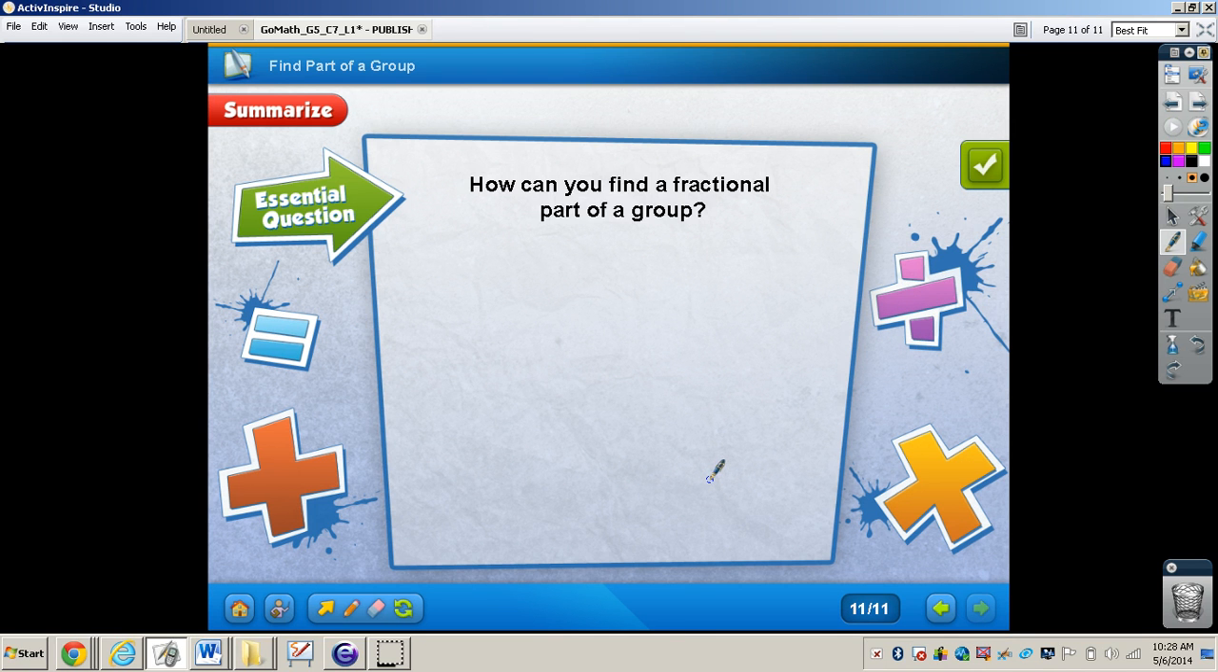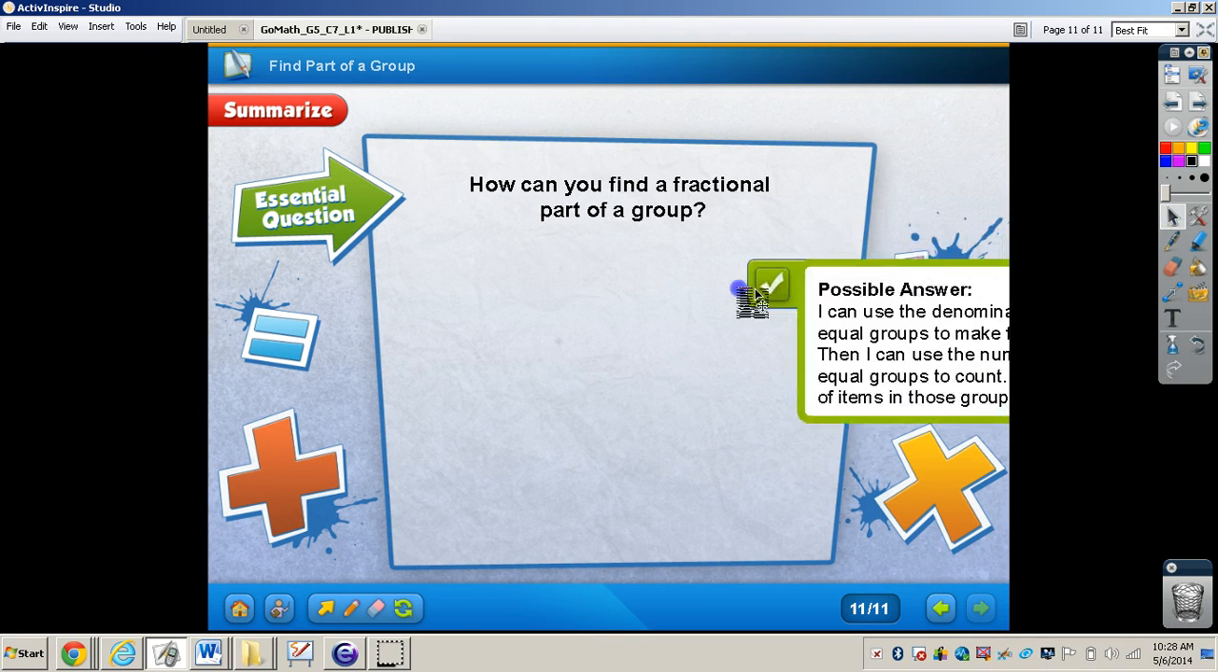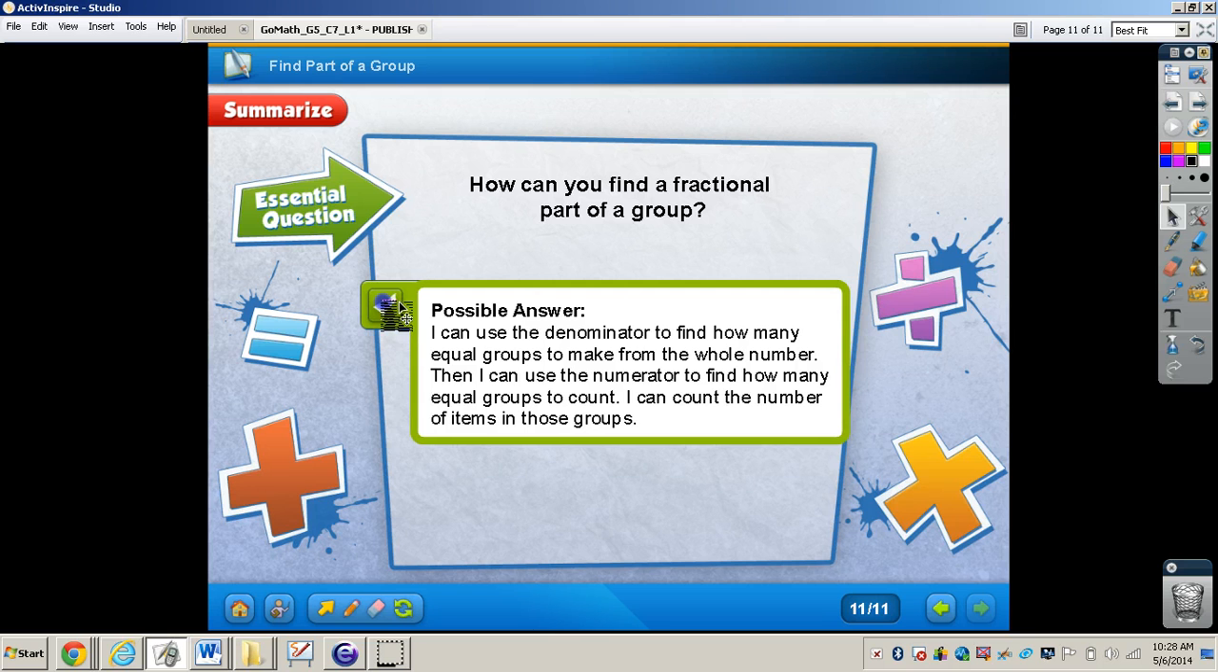Okay, so let's take a look at the essential question. How can you find a fractional part of a group? What you can do is use the denominator to find how many equal groups to make from the whole number. Then you can use the numerator to find how many equal groups to count. And then finally you count the number of items in those groups.